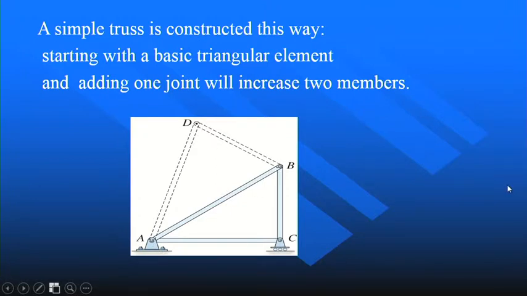So using this way, we can extend to a simple truss.